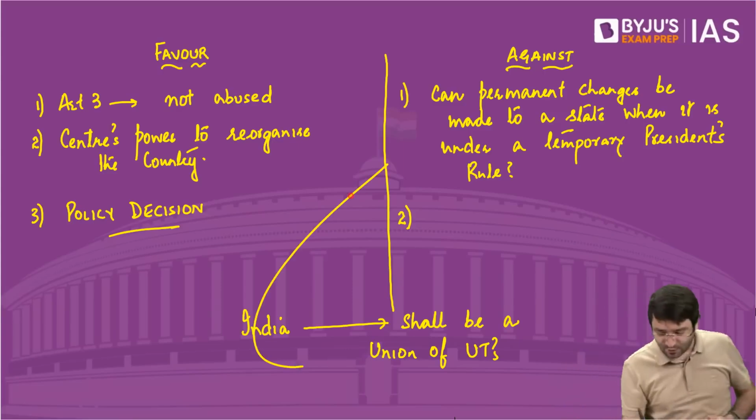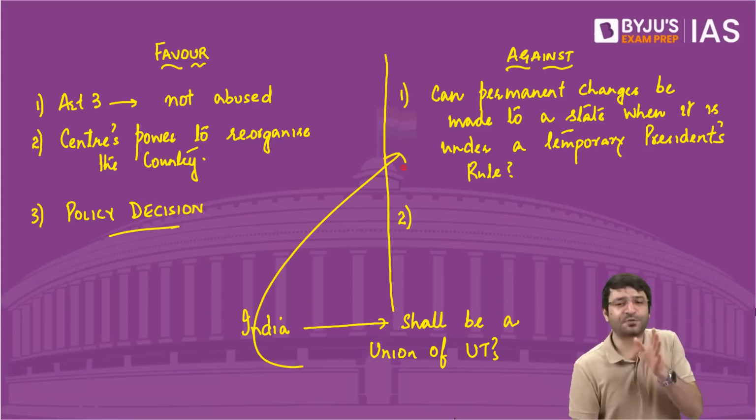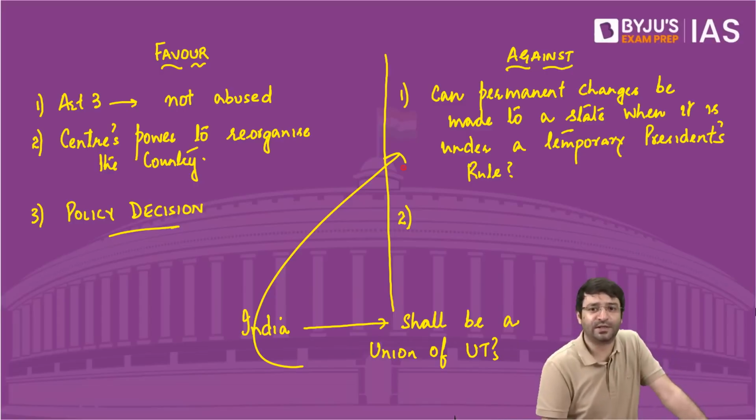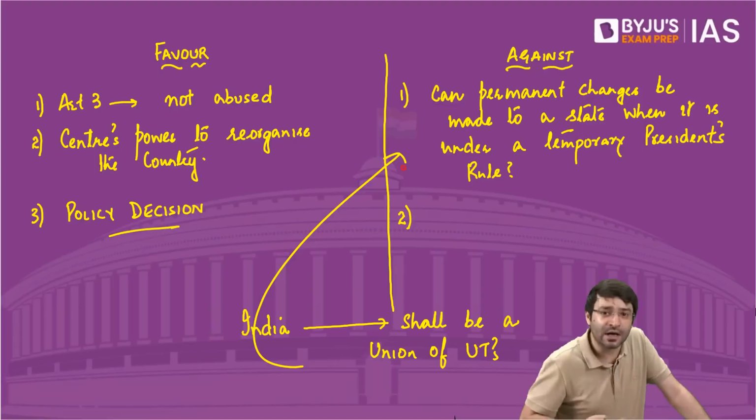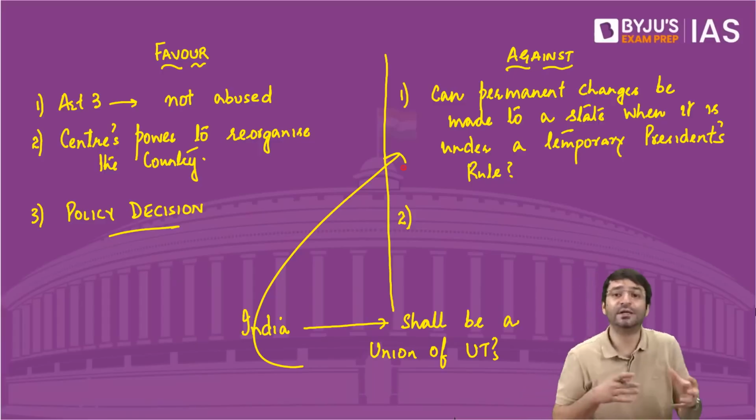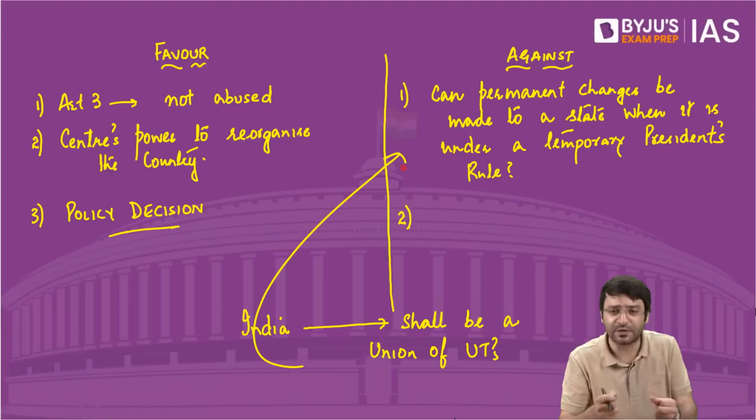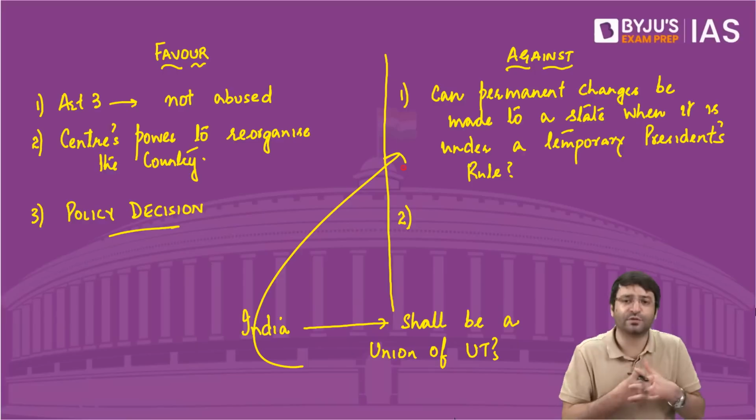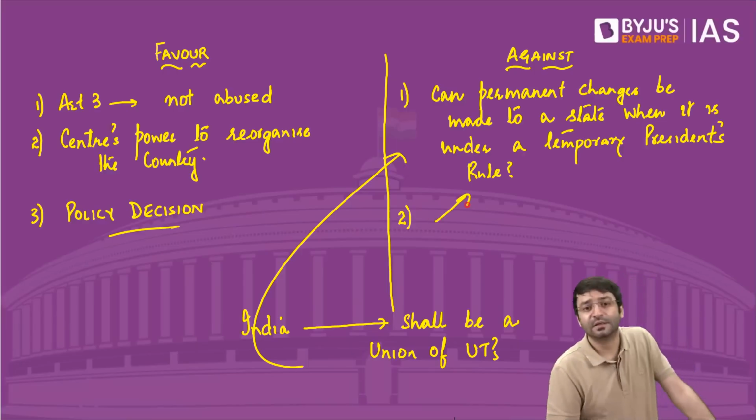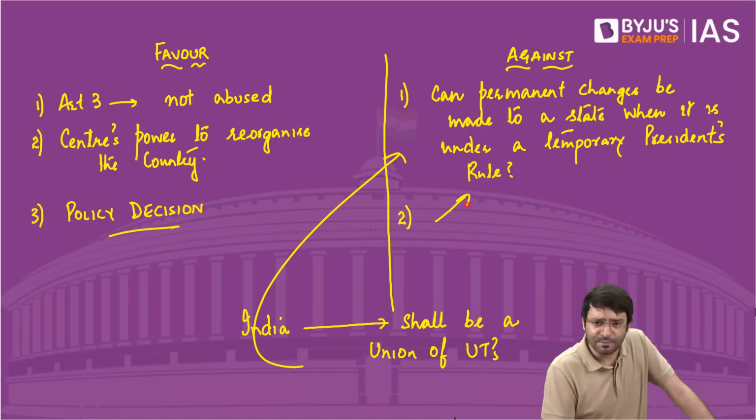If this is allowed, then what stops a future government from converting all the 28 states into 28 union territories, which changes the very idea of our constitution, which is India, that is Bharat, shall be a union of states. It will then be converted into India, that is Bharat, shall be a union of union territories. And union territories do not share a federal relationship with the center. Union territories are directly under the control of the center. That is perhaps the biggest argument against the Jammu and Kashmir Reorganization Bill.